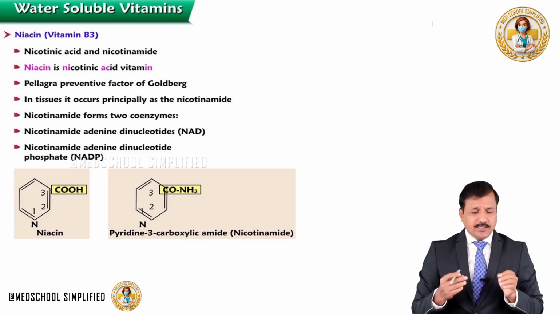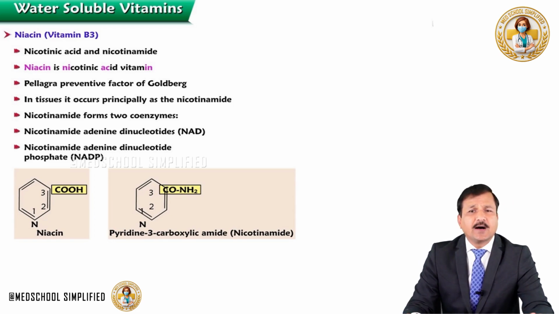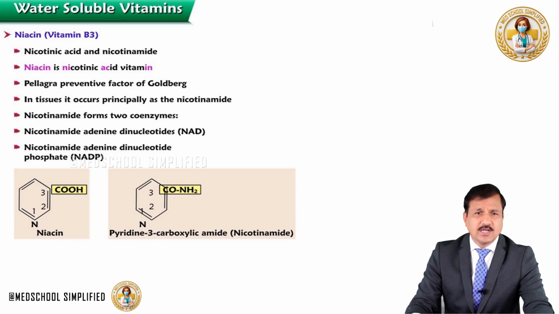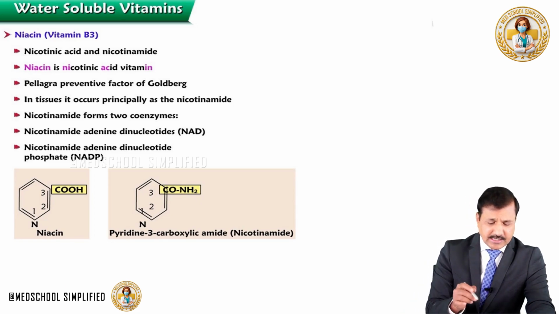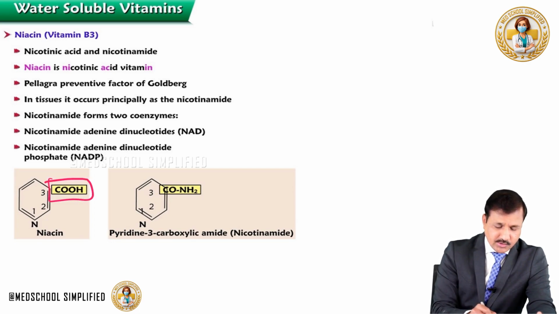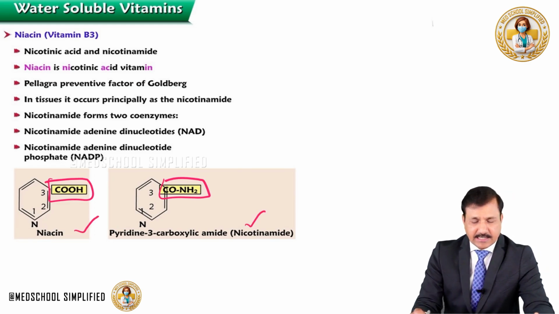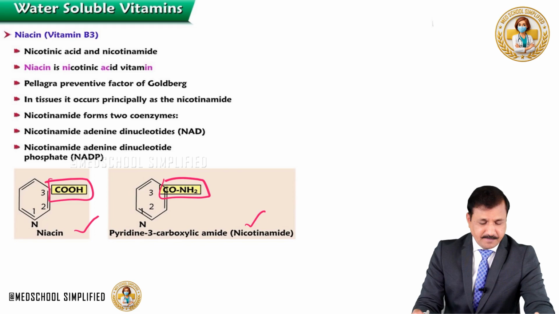Okay. So in tissues, this niacin is principally present as the amide form of nicotinic acid. As you see in the figure, niacin is nicotinic acid, and you see the carboxylic group here. That's the nicotinic acid. And the amide form of that carboxylic group is nicotinamide. That's the difference between niacin and nicotinamide.